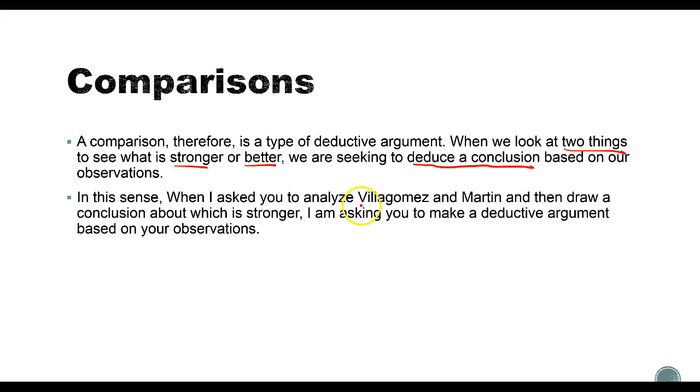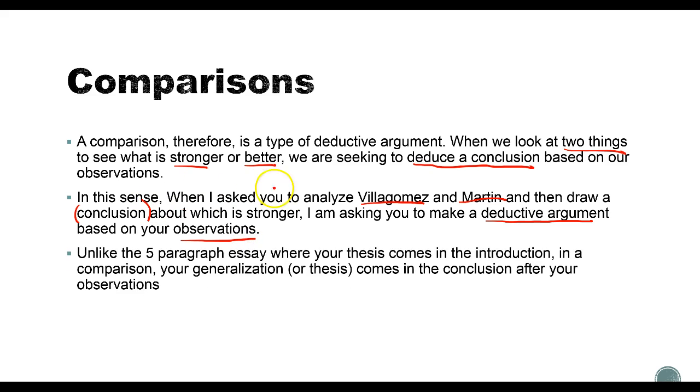So in this sense, when I asked you to analyze Villagomez and Martin and then draw a conclusion about which argument is stronger, and I'm also asking you in Journal 5 to analyze the two arguments on gay marriage and then deduce a conclusion about which is stronger, I'm asking you to make a deductive argument based on your observations. So unlike the 5-paragraph essay where your thesis comes in the introduction, in a comparison or a deductive argument, your generalization or thesis comes in the conclusion after your observations or as a result of your observations.